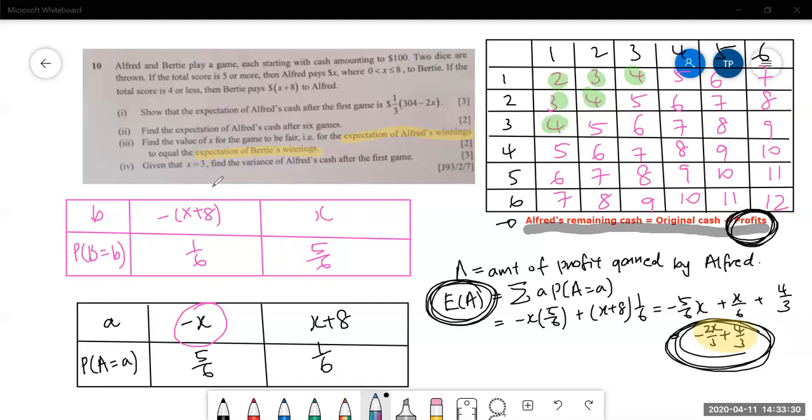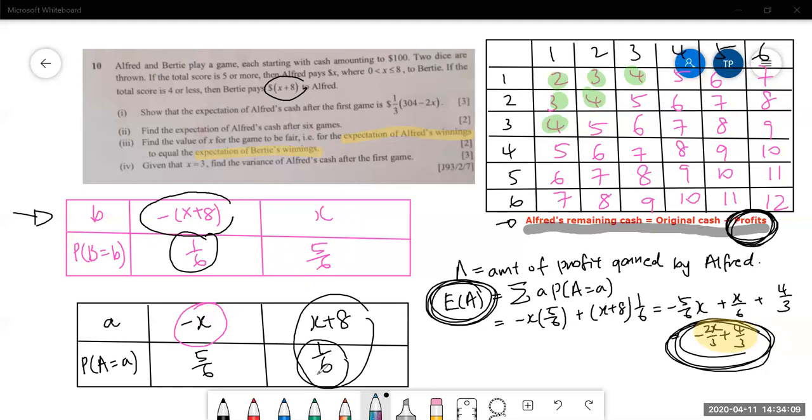Okay, so you guys understand how I devise this table, right? Because it's the other way around. For Bertie, when Bertie pays x plus $8, Bertie is going to incur a loss, so it's minus x plus 8. So it should be the same as this over here. The probability of Bertie losing x plus 8 is the same as Alfred winning x plus 8, which equals 1 over 6. Correct? You don't need the game to be fair for that to happen, right?